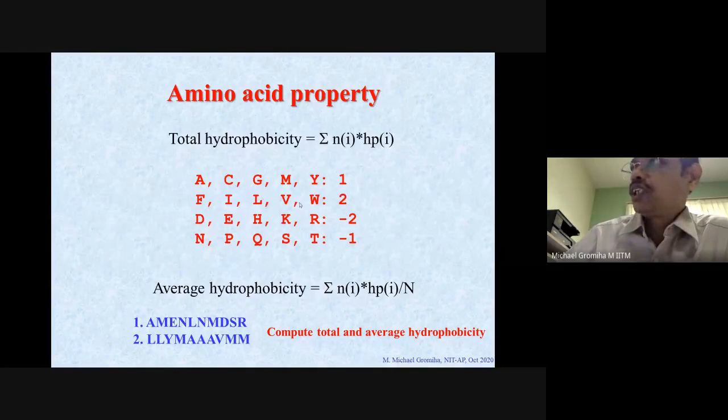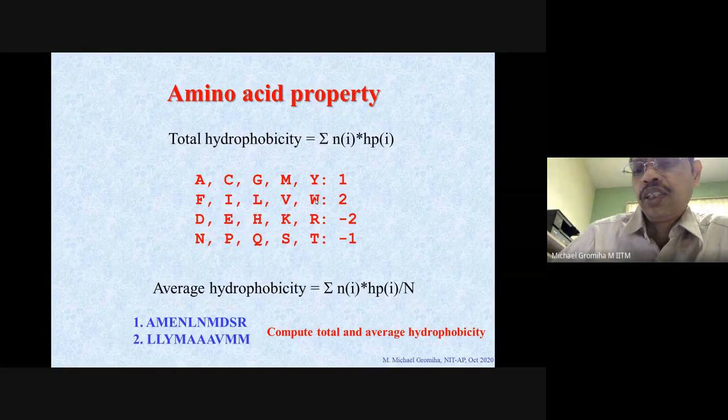If you see, these are aliphatic residues, I, L, V. They are not polar. I am talking about the +2. And which belong to F and W? They belong to some category. What is the category F and W belong to? Aromatic. They are aromatic. These are aliphatic.